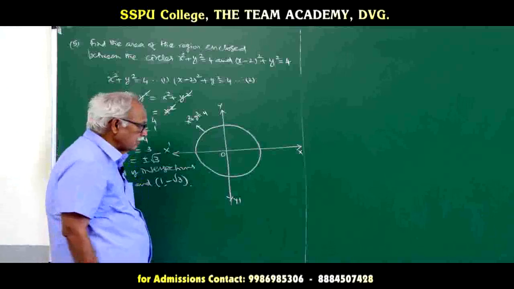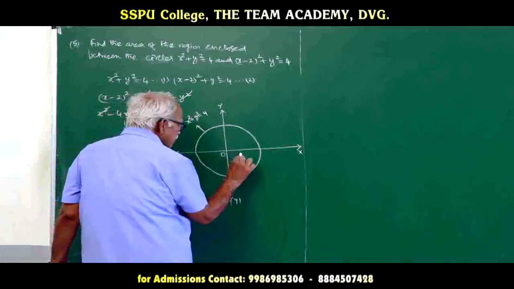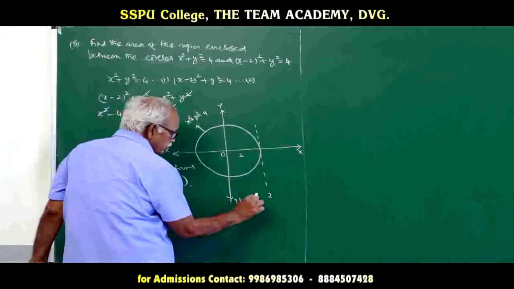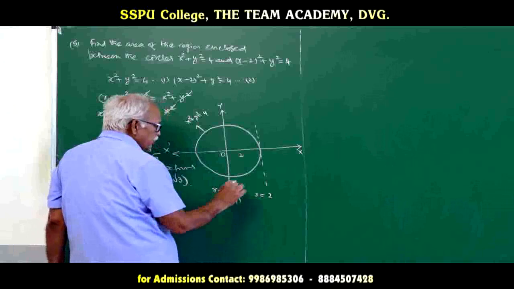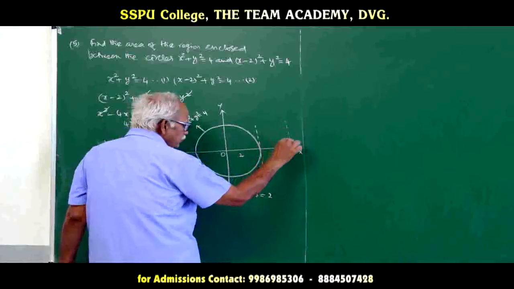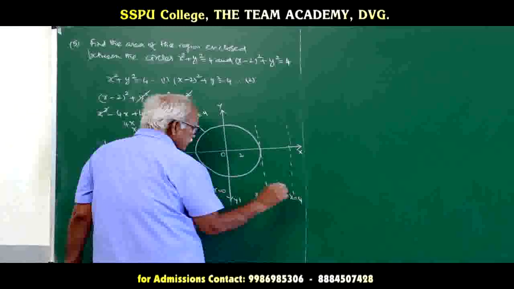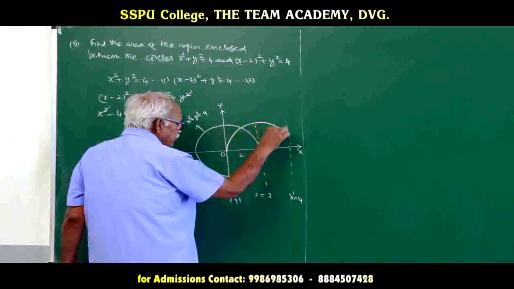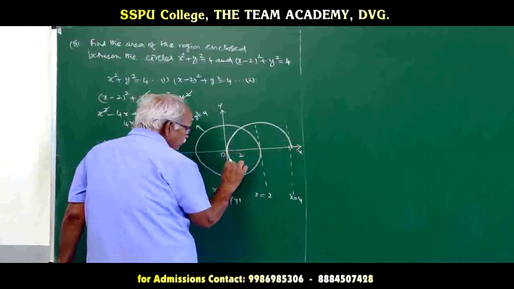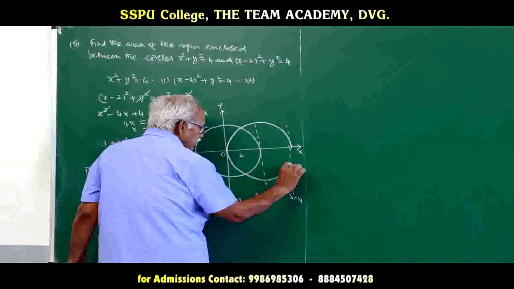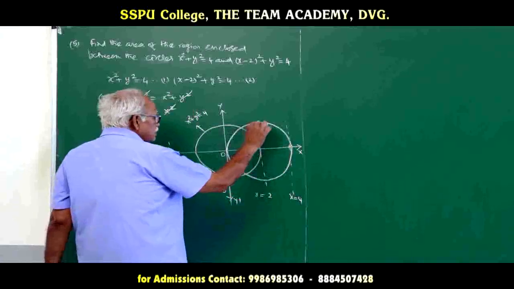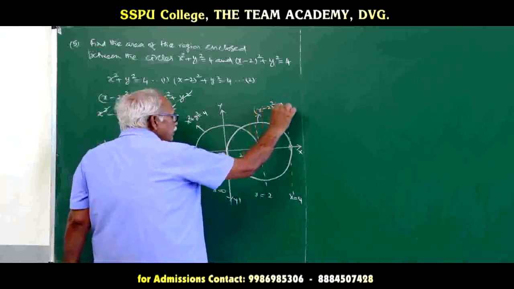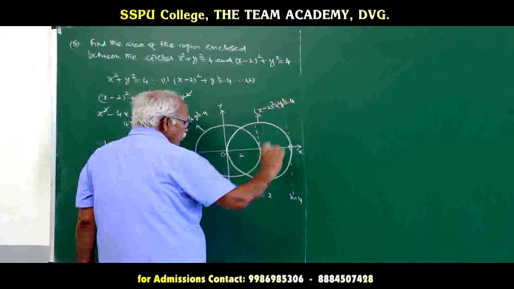The second circle, the center of this, what is the radius of the circle? 2. So, here you will get x is equal to 2, and this is x is equal to 0, and we have to go up to the radius. So, we have to draw a circle with the center, and it passes through the x is equal to 4 point, and we get like this. This is the second circle. This circle equation is x minus 2 whole square plus y square is equal to 4.